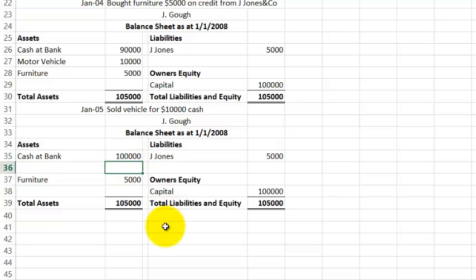There we are. So what's our balance sheet saying? Well, it does balance. Our accounting equation says that assets on this side are $105,000, represented by liabilities of $5,000 and owner's equity of $100,000, therefore they're equal.